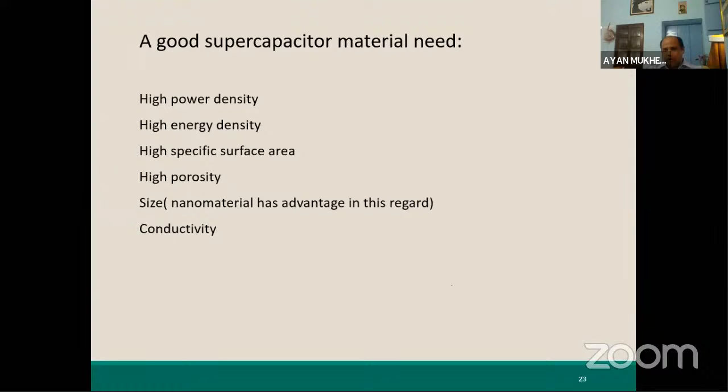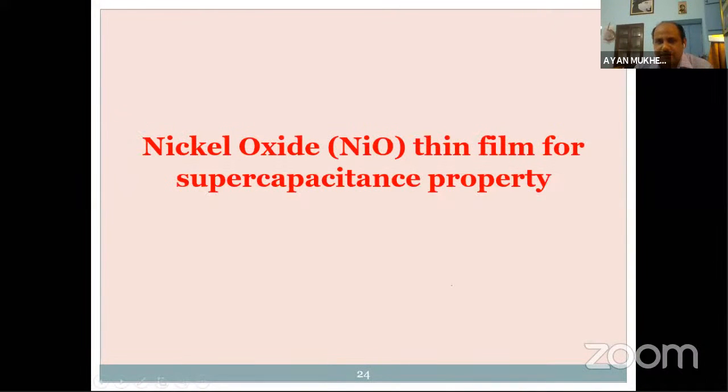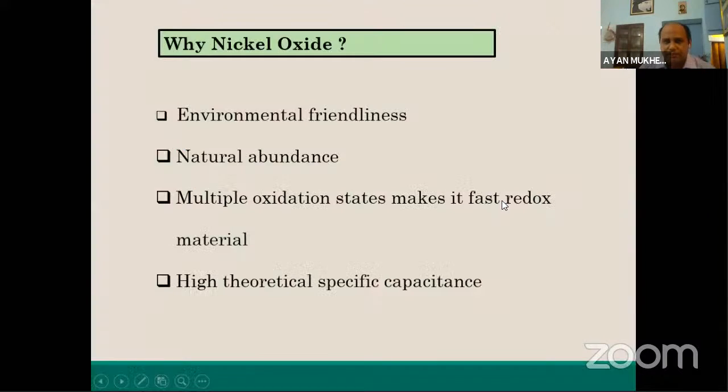Thing has a good conductivity, then it is. So in brief, in one of our works on capacitors, we have obtained a nickel oxide thin film. So we have chosen nickel oxide.